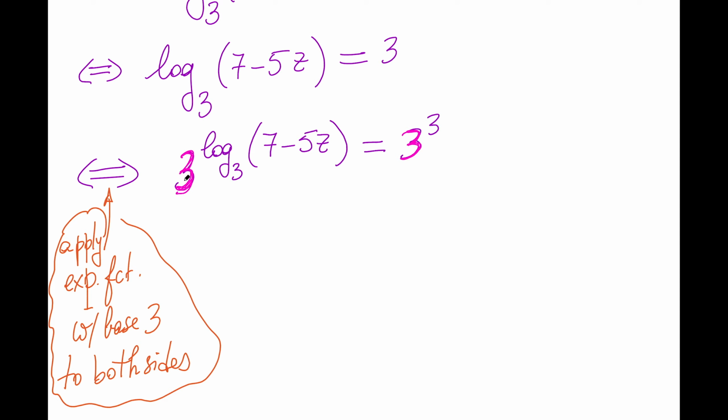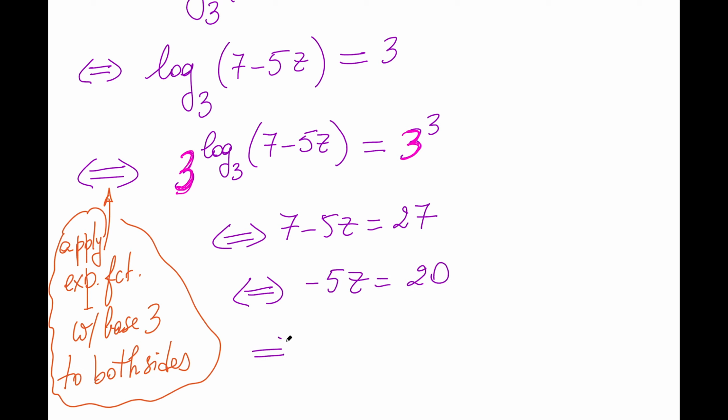I chose 3, so that now look, back to back exponential function with the base 3 with the logarithmic function with base 3, same base. So neutral action. As such, we simply get 7 minus 5z is equal to that number, which is 27, right? Okay, and then if you solve for z, that's not bad. This is negative 5z is equal to 20, which means z is equal to negative 4, right?